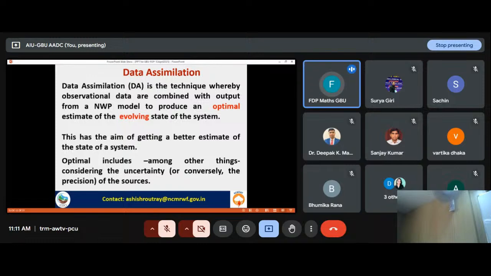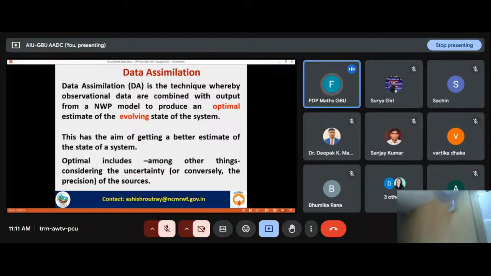So assimilation is a technique for observational data. I got various observational data, combined with the output of the mathematical equation. We got that information, we add that information. Because we know the observation is good, the NWP product is a guidance. So we can modify that value with the observation. Okay. So I am getting a better estimate of the state of a system.